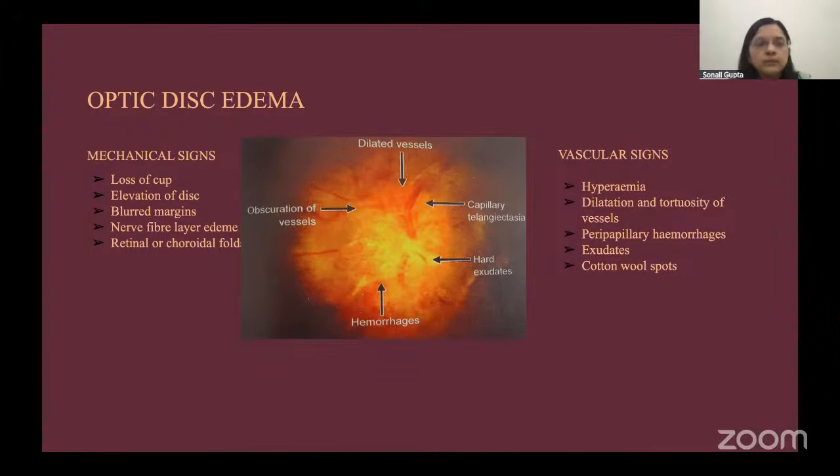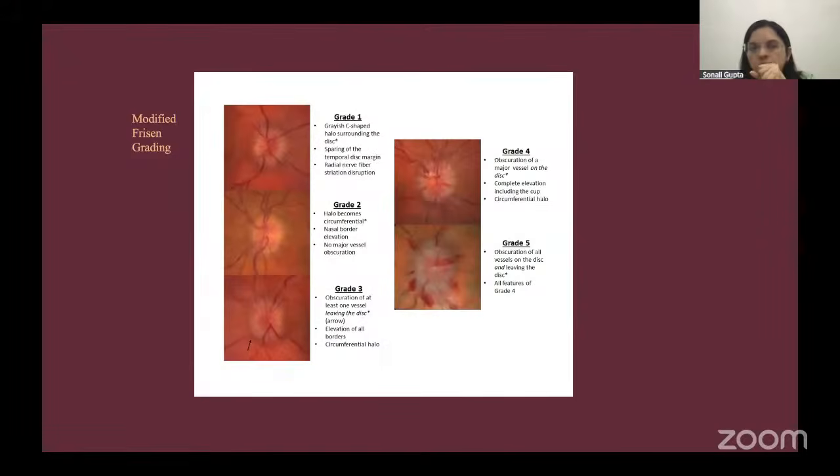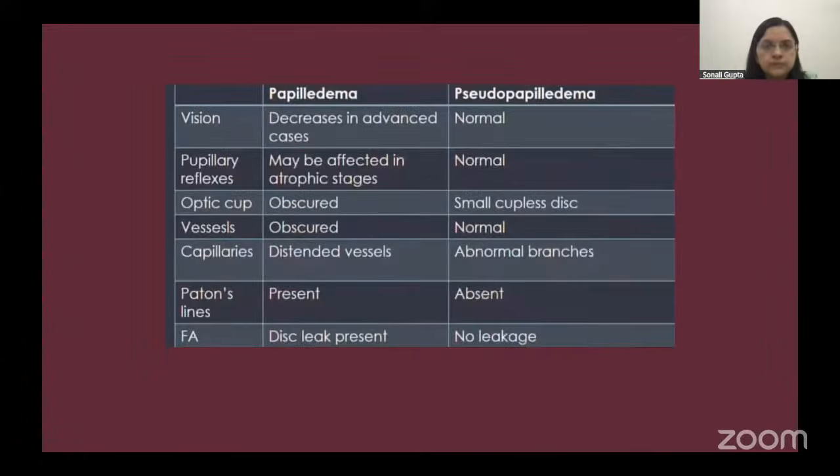So there could be a mild loss of cup, elevation of disc margin, just a subtle nerve fiber layer edema, or a very florid disc edema with all the vascular signs including peripapillary hemorrhages and cotton wool spots. We can grade the disc edema based on the modified Frisén grading. So this signifies the severity of the disease process.